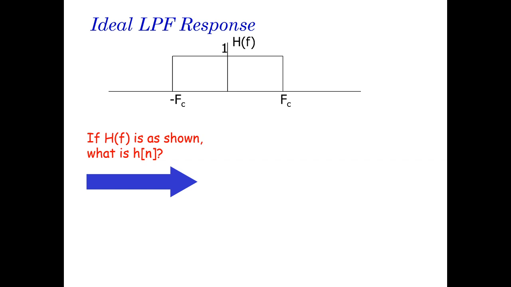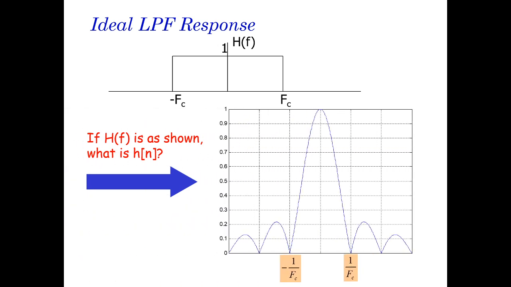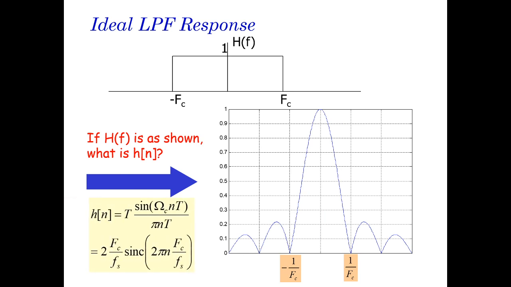So we know that for a rectangular window, when we transform this into h of n, we get our nice sinc curve accordingly. And the equation for the sinc curve works out to be 2 multiplied by the cutoff frequency divided by the sampling frequency, times sinc of 2 pi n fc on fs. It is important that you memorize this equation because it may come in your exams and it tends to be quite important. Sometimes the equation is not given.